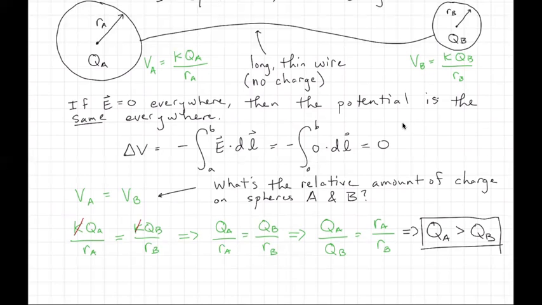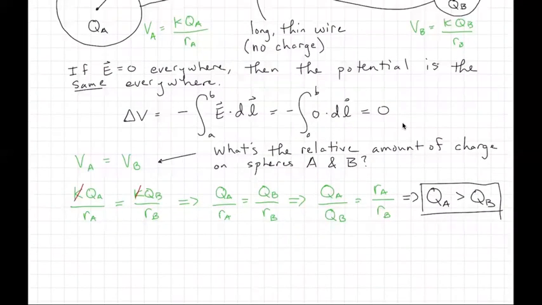And that's consistent with the hypothesis, or at least the qualitative hypothesis. So the larger the radius, the more charge you can fit onto the sphere. But what happens about the charge density? That's kind of a different question. I can also ask about the charge density.